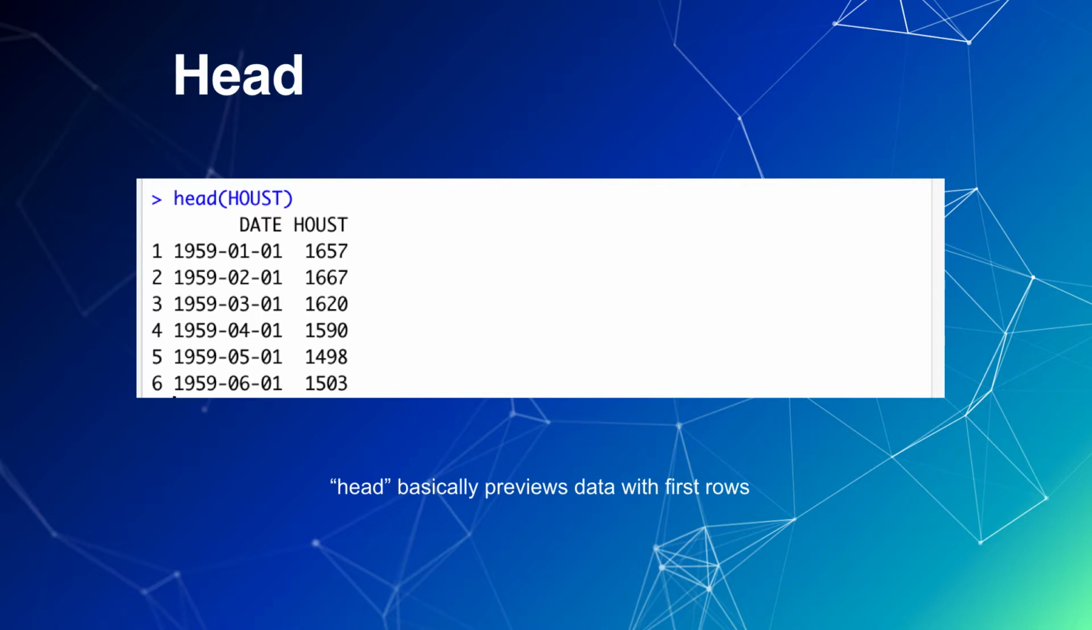So in January of 1959, there were 1,657 housing starts. The following month, there were 10 more, actually. So it lists the number of housing starts nationally. It's a good way to preview the data with the first rows.